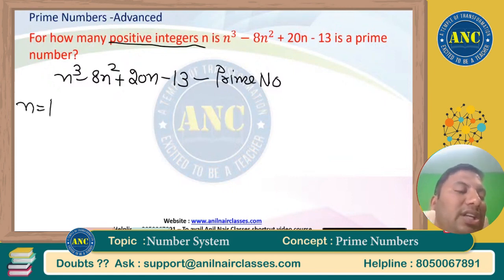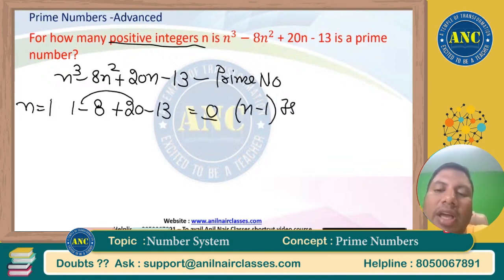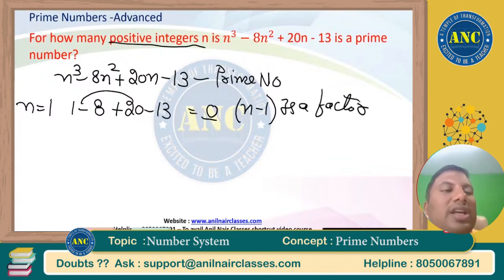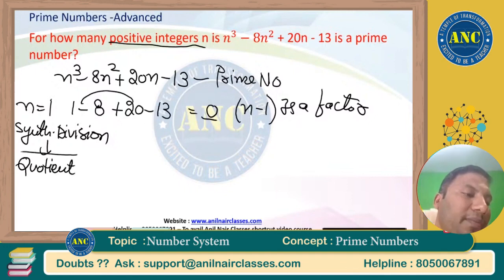The lowest positive integer is 1. If I substitute, 1 minus 8 plus 20 minus 13, 21 minus 21, is 0. That means if the remainder is 0, n minus 1 is a factor of this expression. Now let us do synthetic division. Synthetic division helps us in finding the quotient.